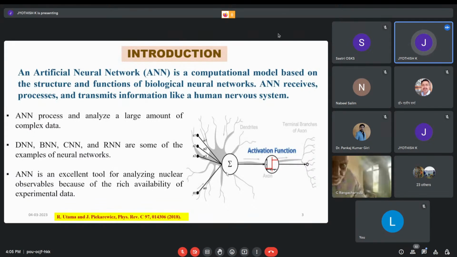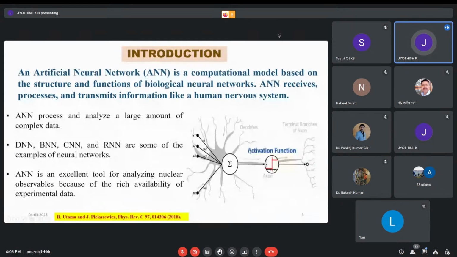So, an artificial neural network is a computational model based on the structure and function of biological neural networks. That means an ANN works like how the biological neural network works. Here we can see the figure. This shows how an artificial neural network and a biological neural network connect.